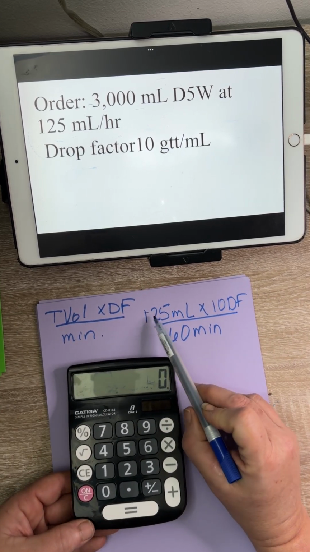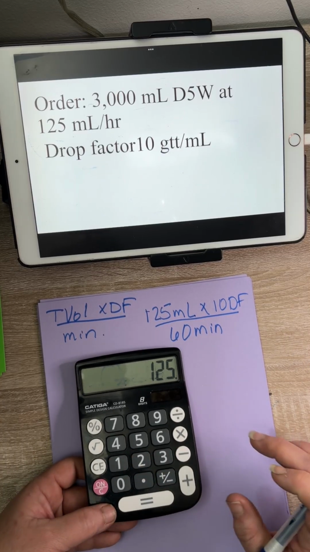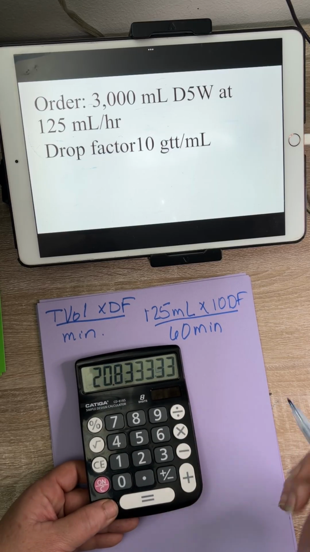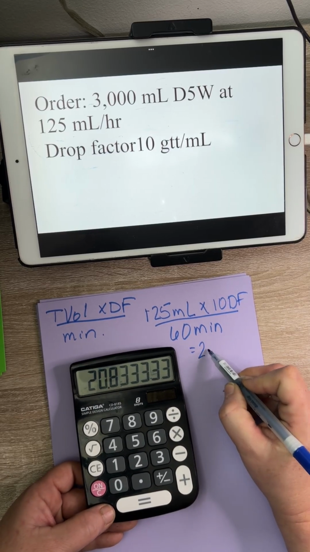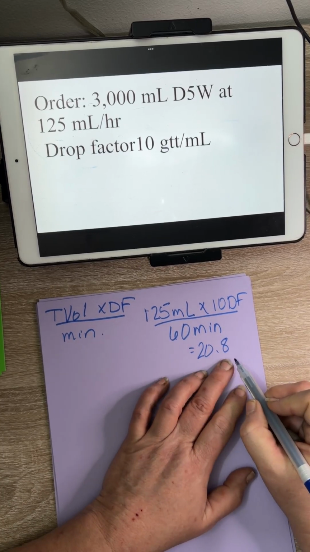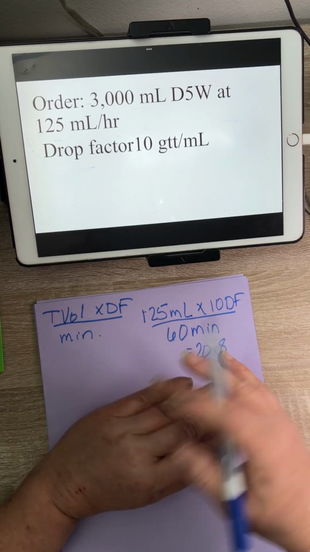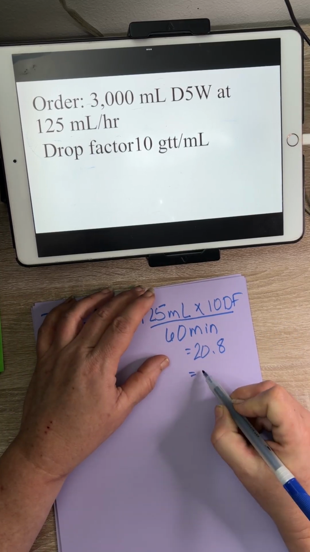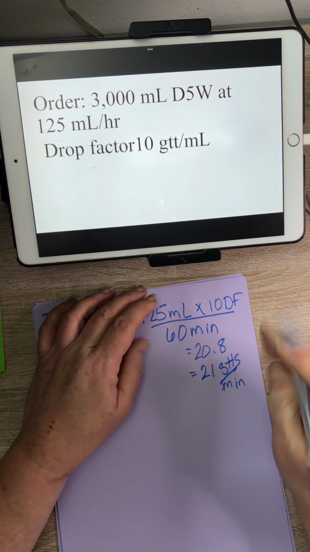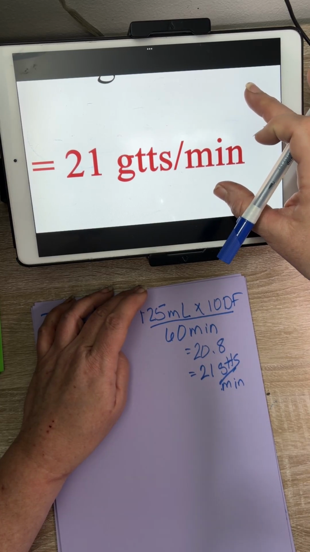So let's do it. We're going to do all the math on the top and divide it by the number on the bottom. We're at 125 times 10 equals, divided by 60 equals, and that will be 20.8. And you cannot give 0.8 of a drop. So for drop factor problems, it's going to be 21 drops per minute. Okay? Look. Boom. We saved another one.